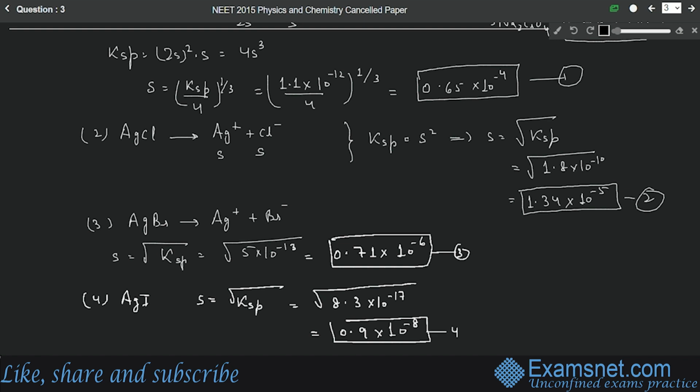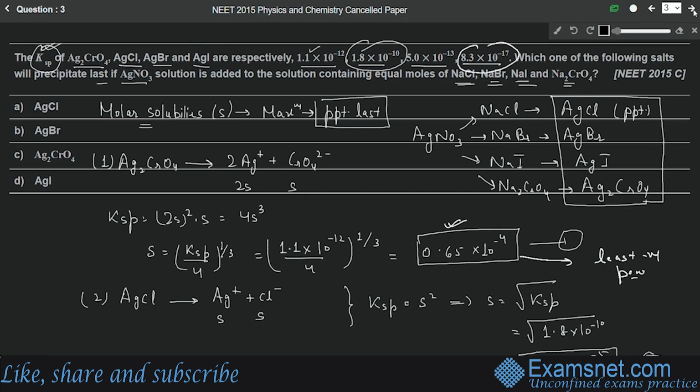So you can see all the four values here in the box. Which one is the maximum value? The first one is the maximum value, okay, because it has the least negative power of 10. So it is the maximum value. That means it will form the precipitate at last. So the first one, that means Ag2CrO4, silver chromate. So option C, silver chromate, will be the correct answer.